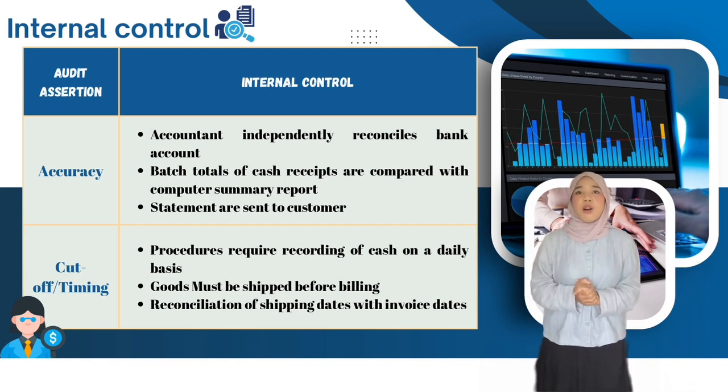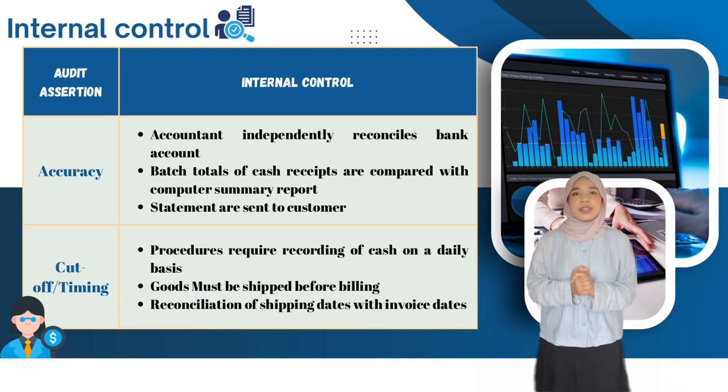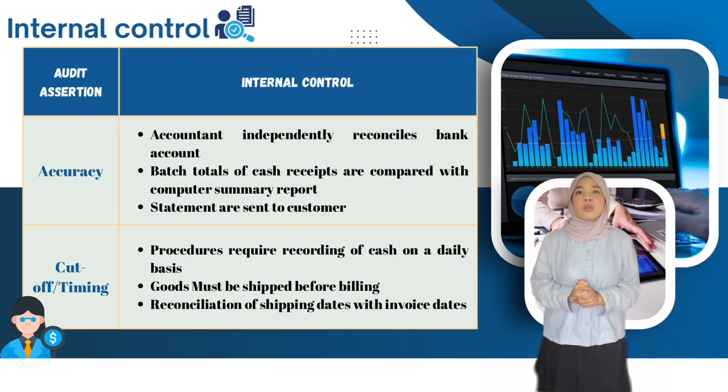Lastly, the cut-off or timing assumption. This is to ensure that the transactions are recorded in the correct accounting periods. The internal controls include procedures requiring recording of the cash receipts on a daily basis. This helps ensure timely recording of the cash and prevents deferring or advancing receipts between the periods. The second one is that goods must be shipped before billing. This is to ensure that the revenue is recognized only when the risk has passed to the customer in accordance with the revenue recognition standard. And then lastly is the reconciliation of the shipping dates with the invoice dates.